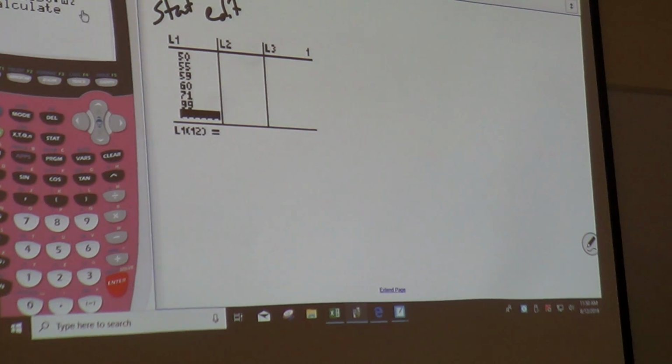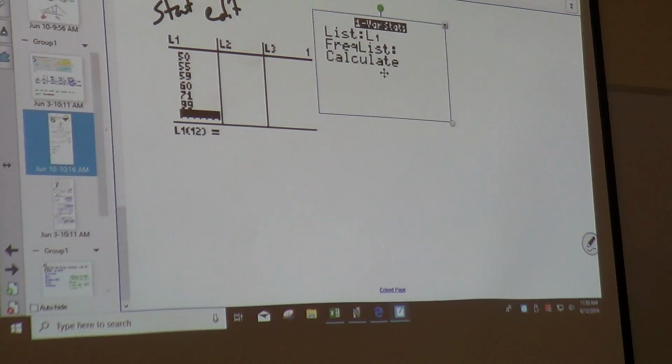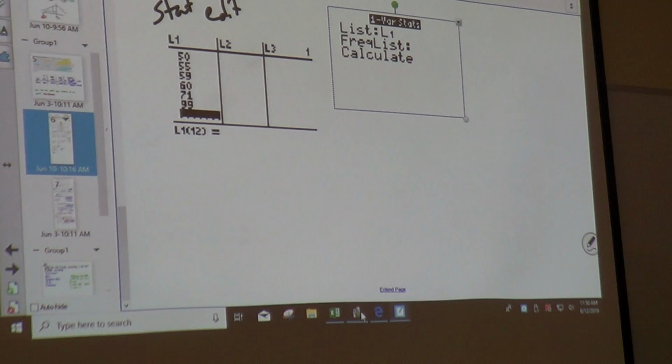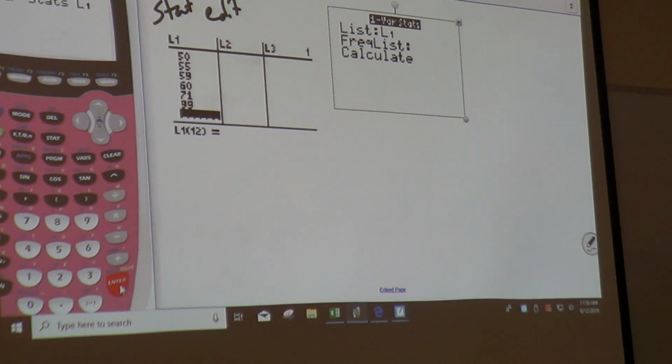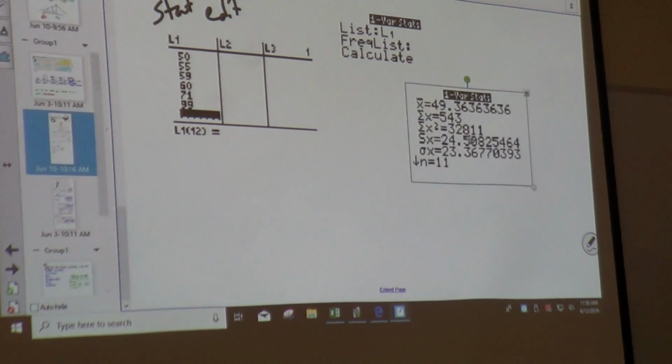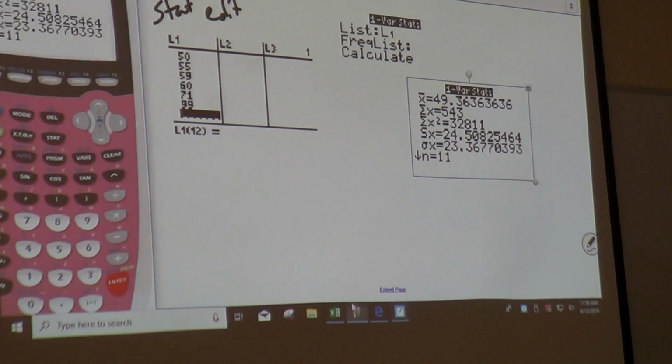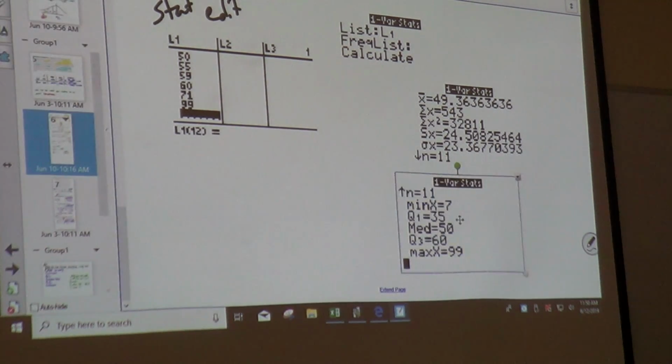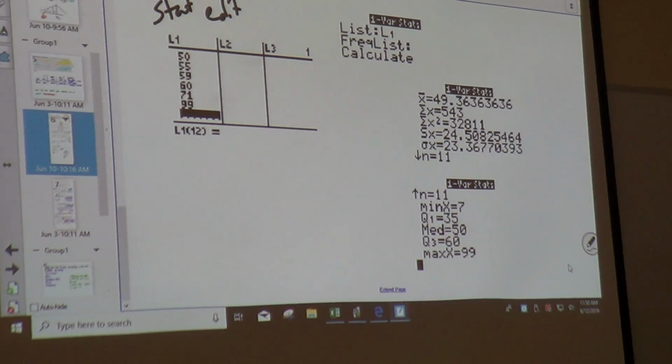Now, if you still have L2 left over from last time, you need to clear that out. You only need L1 because we're only dealing with one set of data. There's page 1. I'm going to scroll down. There's page 2.